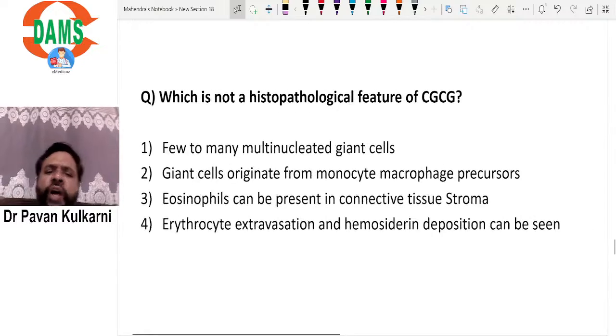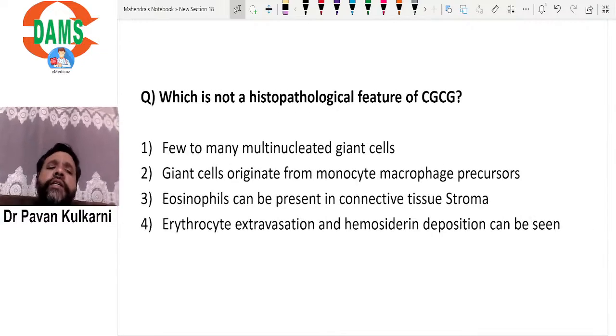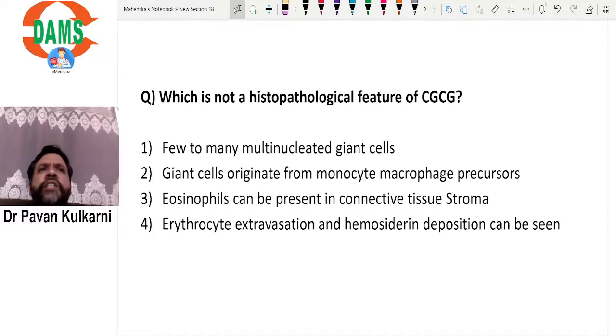Which of the following is not a histopathological feature of CGCG? What is CGCG? Central giant cell granuloma. What are we going to see? We are going to see few to many multinucleated giant cells. And those giant cells will originate from monocyte precursors. Yes, monocytes give rise to giant cells. First and second both are correct.